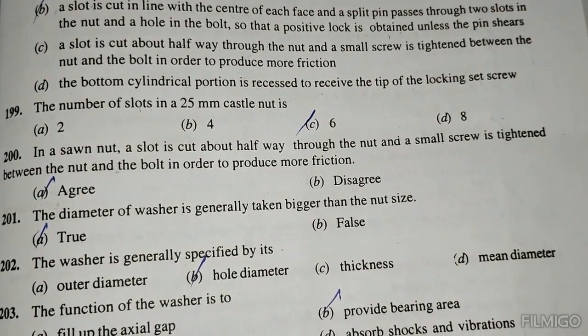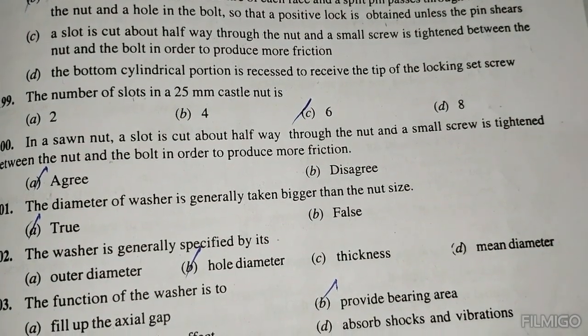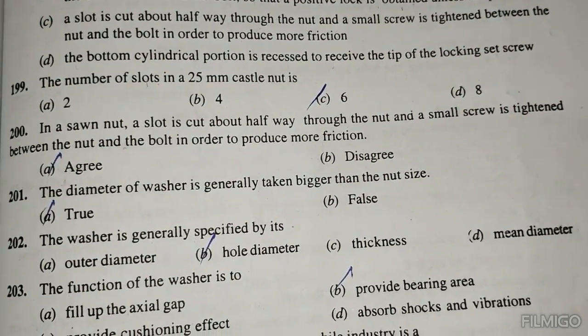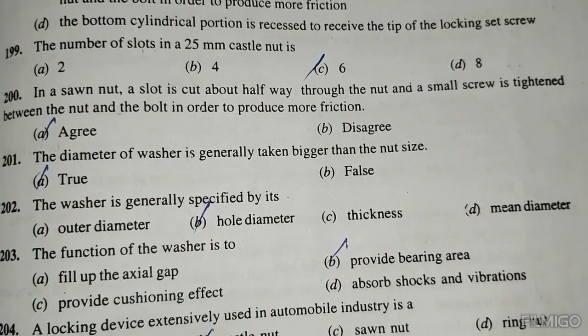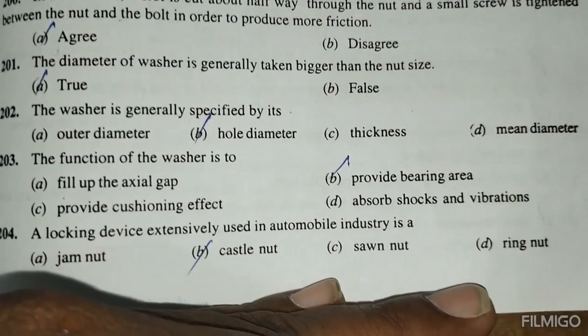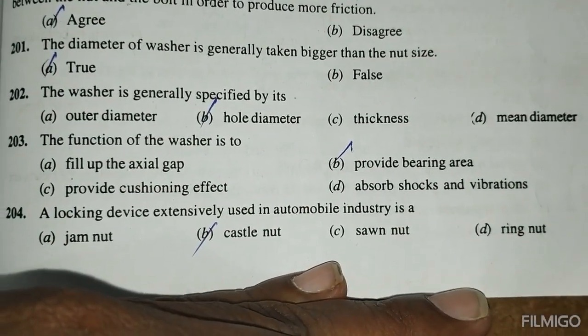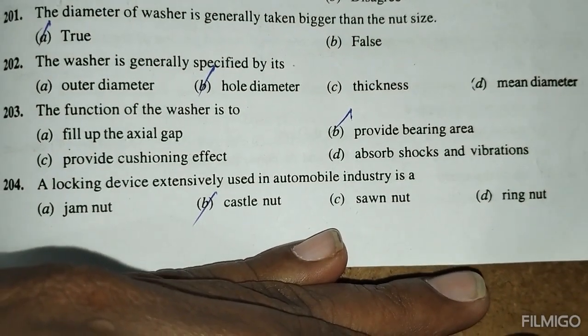In a swan nut, a slot is cut about half way through the nut and a small screw is tightened between the nut and bolt in order to produce more friction, agree. The diameter of the washer is generally taken bigger than the nut size, true. The washer is generally specified by hole diameter. The function of a washer is to provide bearing area. A locking device extensively used in the automobile industry is a castle nut.